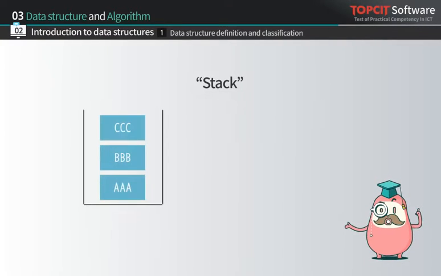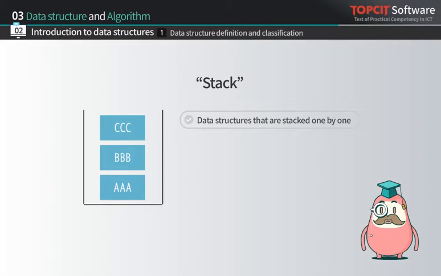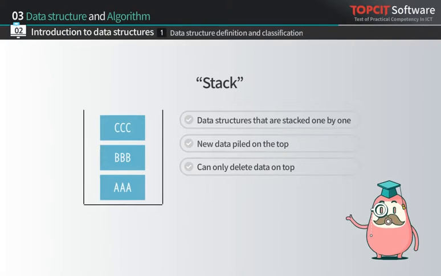Next is the stack. A stack has a structure in which data is piled one on top of another. As it cannot insert new data between the data which are already piled, it can only pile data at the top. Because you can't pull out data in the middle, only the data at the top can be deleted. In other words, it's inconvenient to use the data in the middle, so you must remove the data above the data that you want to use.